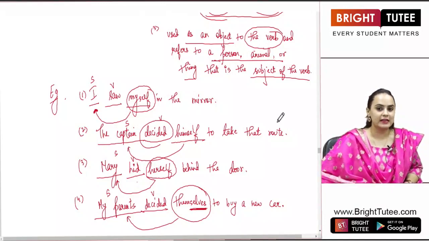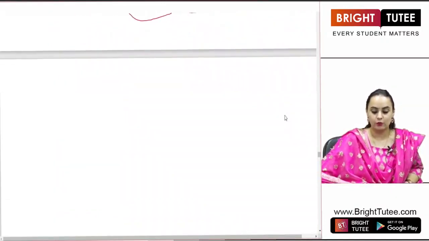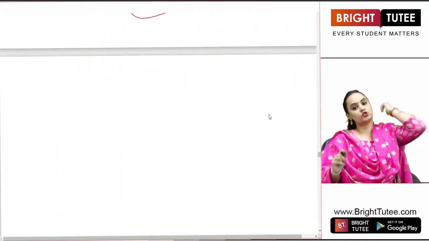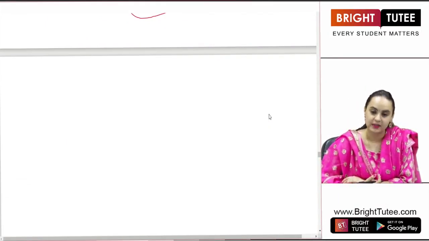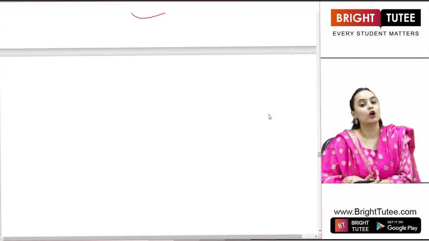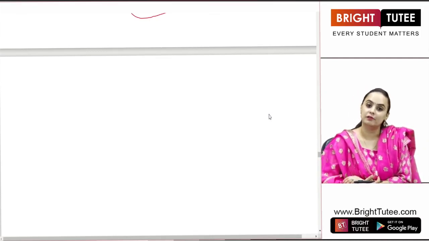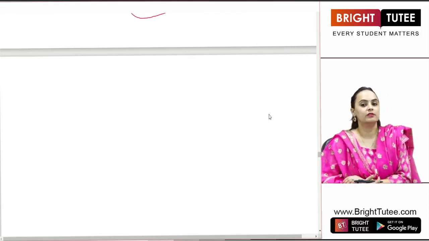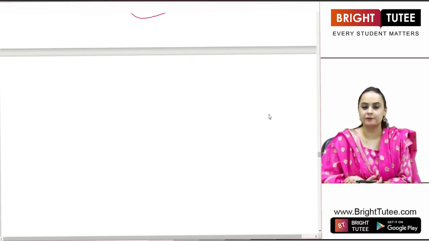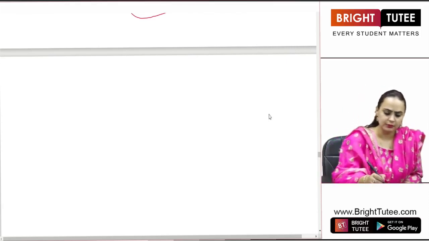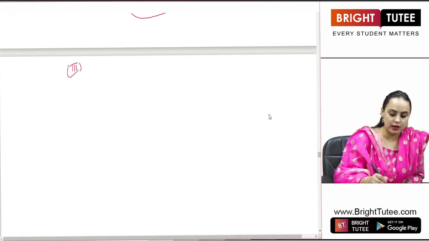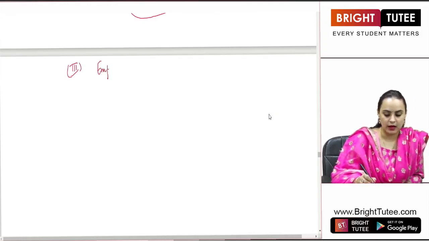So what is a reflexive pronoun? A reflexive pronoun is that word which is used to reflect upon the subject, and it acts as the object of the verb, which means it will always be used after the verb, and it will always end with either self or selves if the subject is plural. The last type of pronoun that we are going to talk about is known as emphatic pronoun.